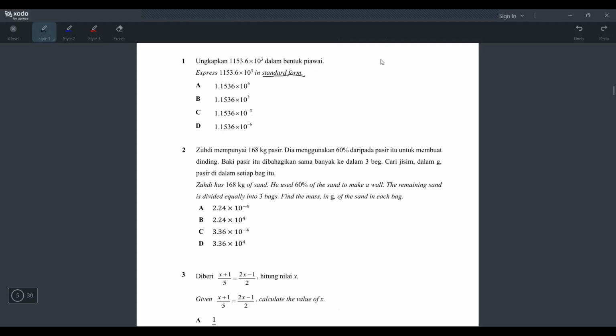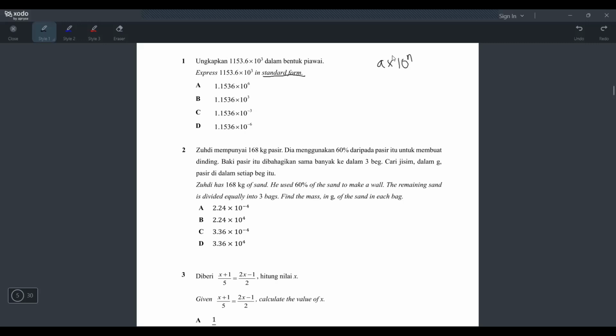What is bentuk piawai? Bentuk piawai means it must look like this: A times 10 power n, right? Like you learn many forms: general form, linear form, gradient form, intercept form. A lot of forms you learn, and this is one of the forms you need to know, standard form. So let's talk about standard form. Standard form means it must look like this, A times 10 power n. That's why you look at all the A, B, C, D answers and you see they look like this.